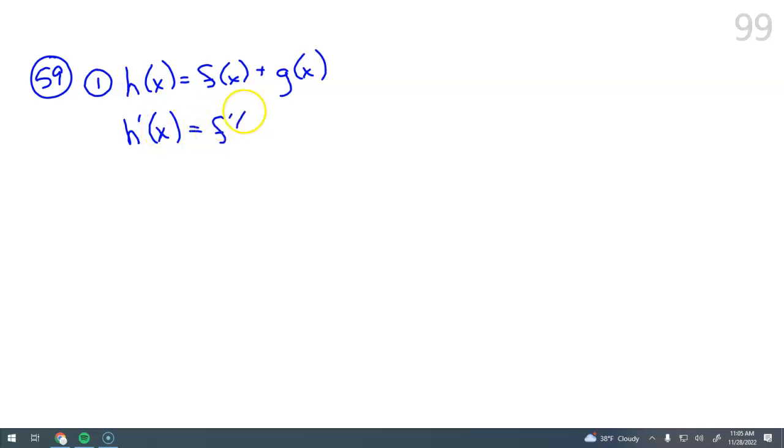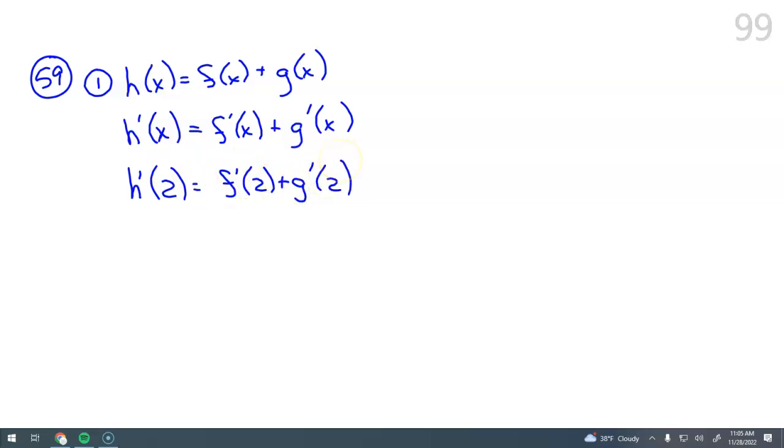So part one, don't overthink this. That's just like, it's called the addition rule. We don't even really think about it. We just do it like one term at a time. So what's the derivative of f of x? F prime of x. What's the derivative of g of x? G prime of x. And then h prime of 2 they're asking. So I'll just find f prime of 2 plus g prime of 2, which is 1 plus negative 1 half. So 1 half.